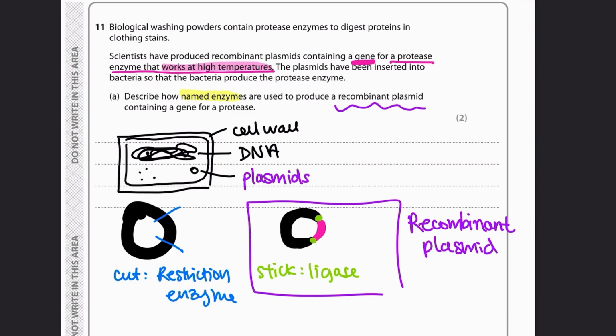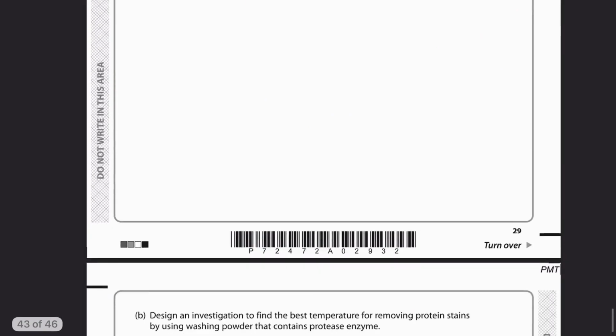And as it does that, it's going to naturally make a bunch of pink proteins for you because it's just doing its own protein synthesis. Then you can collect that protein, harvest it and use it for the washing powders. These are biological washing powders. So the key words for this are the named enzymes, which are the restriction enzyme and the ligase, and obviously what they do. One is the cutting, one is the sticking.